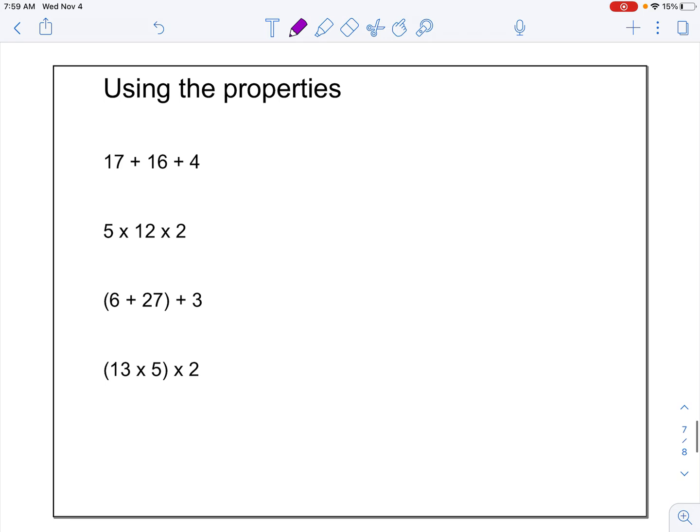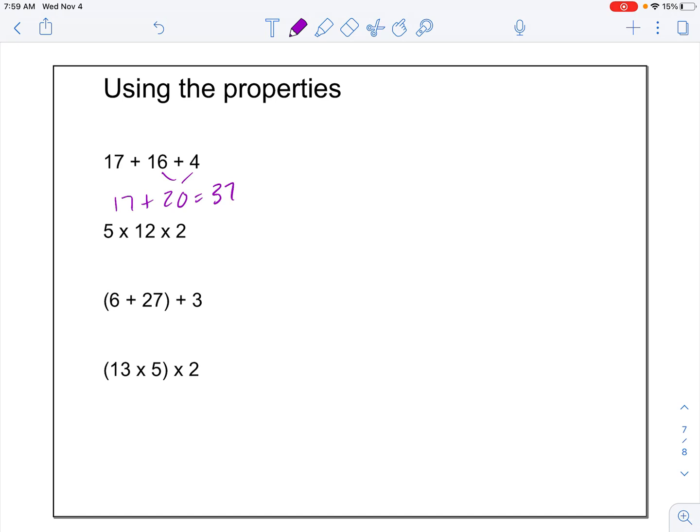So let's just look at using the properties. So this first one, I'm looking at it, and if I'm doing the order of operations like it's meant to be, I would have to do 17 plus 16 plus 4. But I don't want to do that because I know this is 20. And so I'm going to add it a little bit out of order, but that's okay because it's all addition. And so I end up with my answer really quickly of 37.